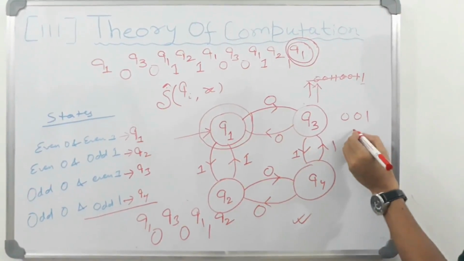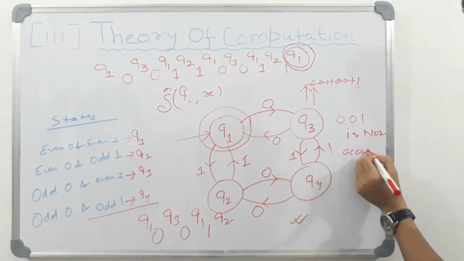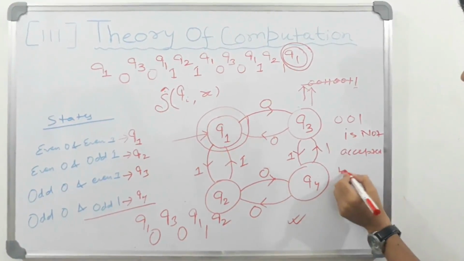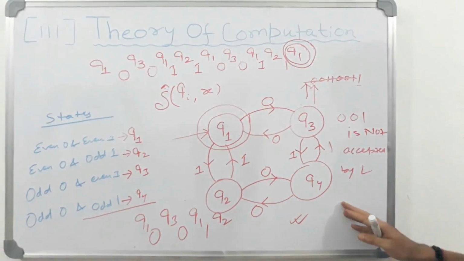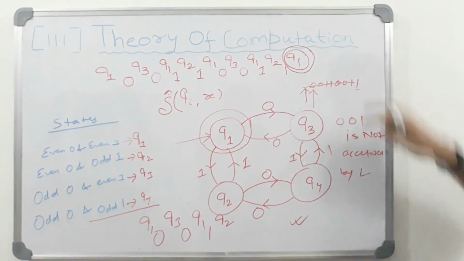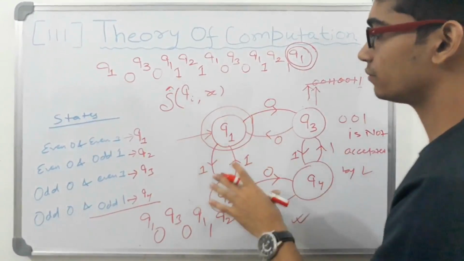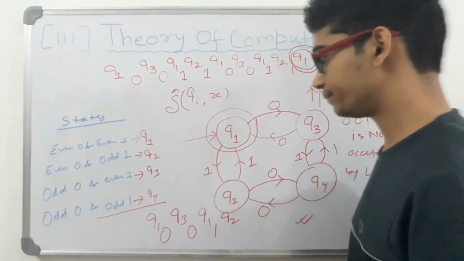So we say 0 0 1 is not accepted by L or this model. So 0 0 1 is not accepted and this was accepted. So this was the example that we had to solve. Now let us proceed.